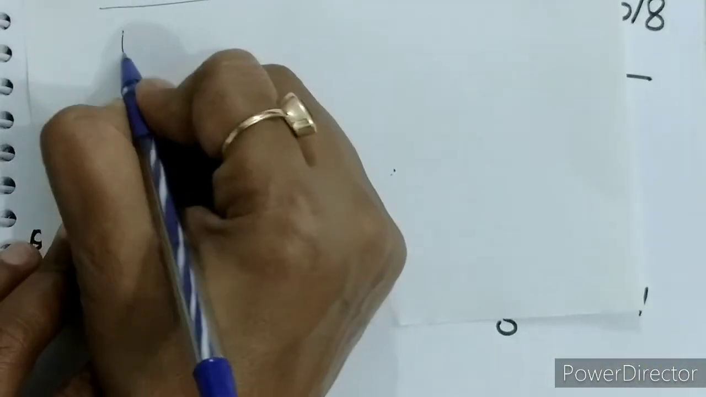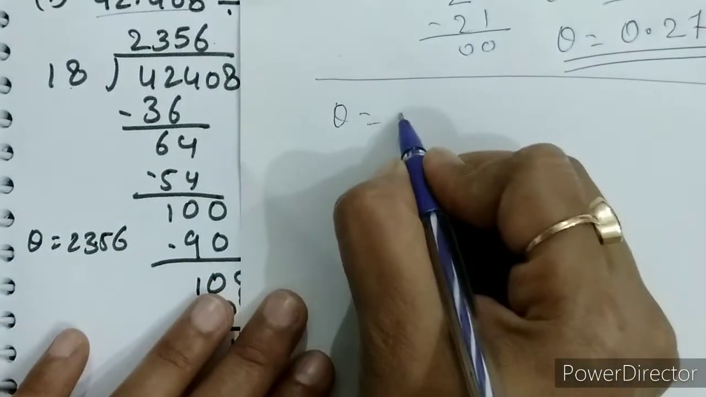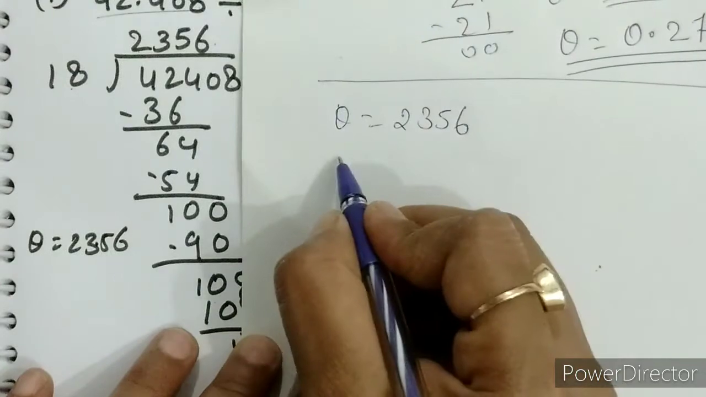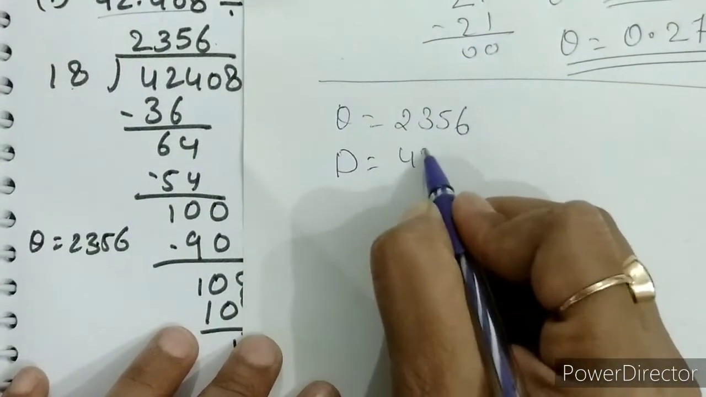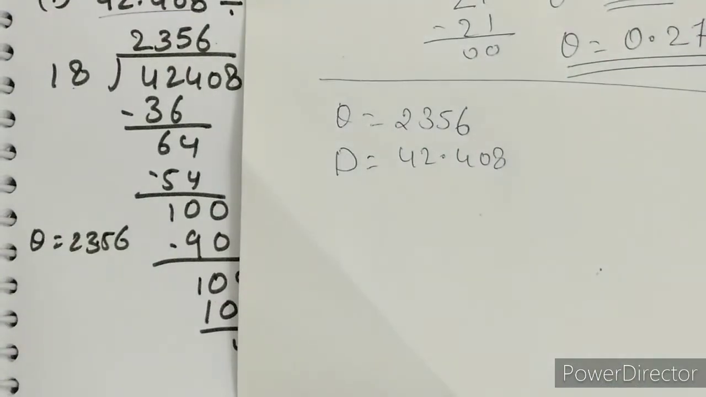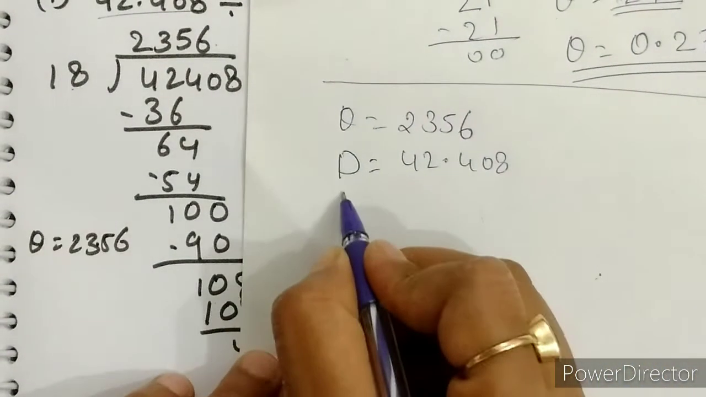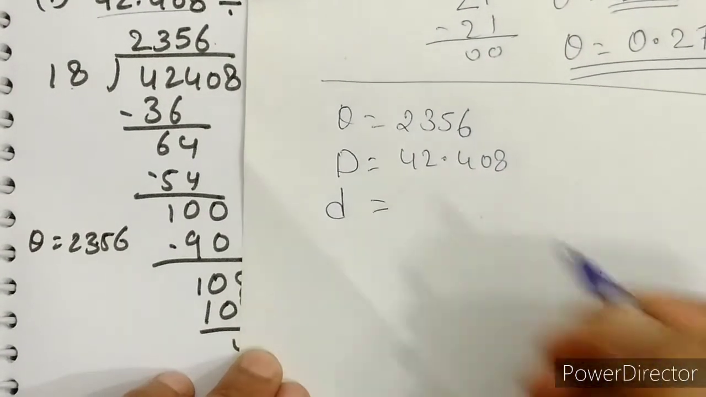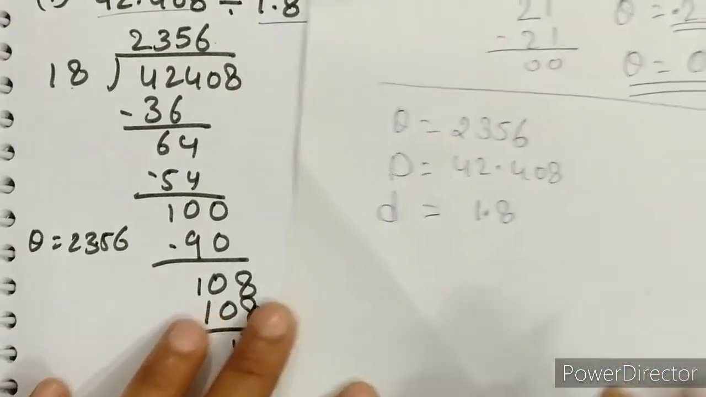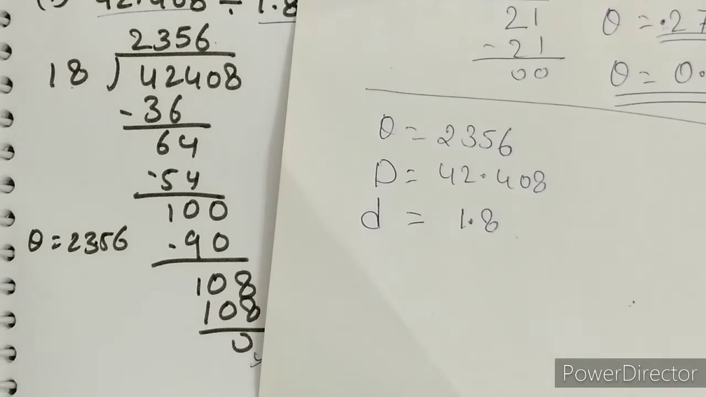In this case your quotient is 2356. Okay, and your dividend is 42.408, and I will show you divisor as small d, and your divisor is 1.8. Okay, now see how many numbers are there in dividend after decimal and how many numbers are there in divisor after decimal.